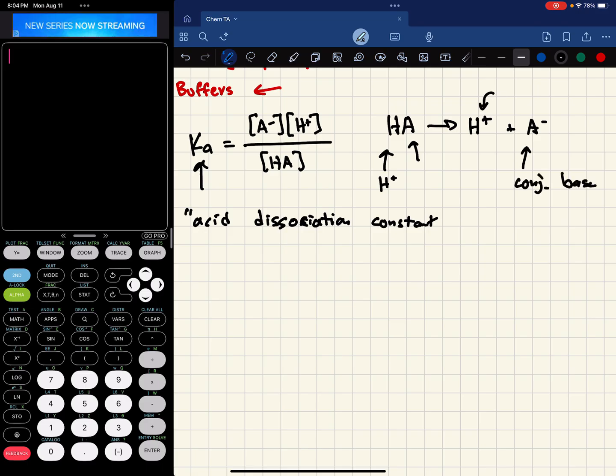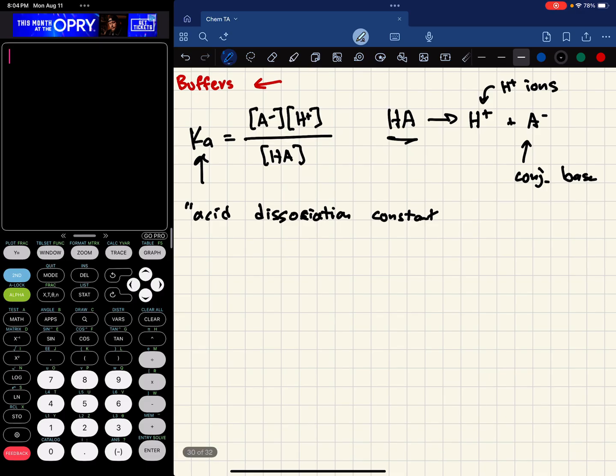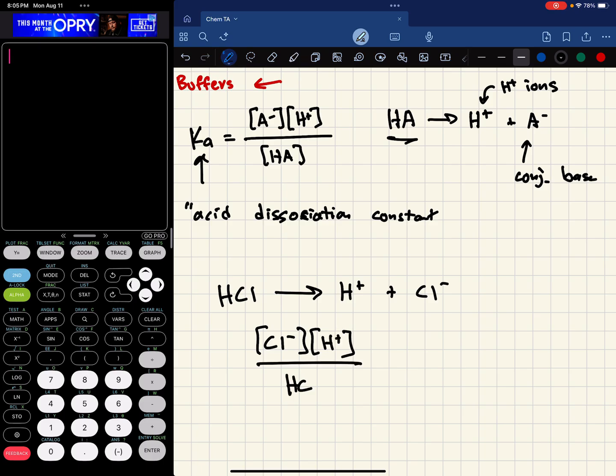And these are the H plus ions, these are what make a solution acidic, which I'll show you in a second. But this is the reaction. It's just when an acid dissociates. You take any acid, HCl, it's going to split into H plus ions and the conjugate base. This is just a general thing. And then its expression would look like this. We have Cl minus concentration, the H plus concentration, and then the reactant down here, the HCl concentration.